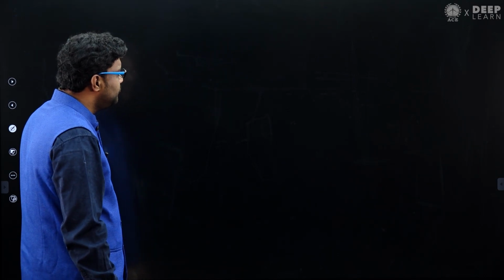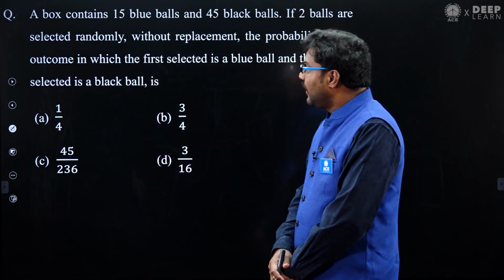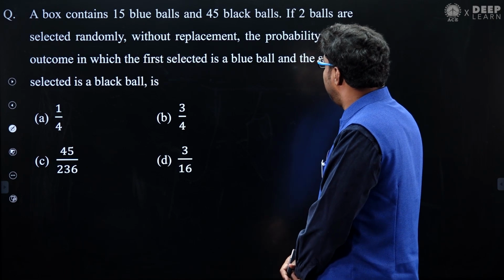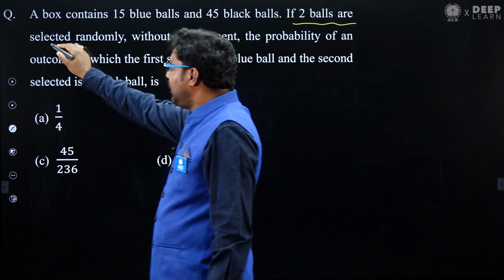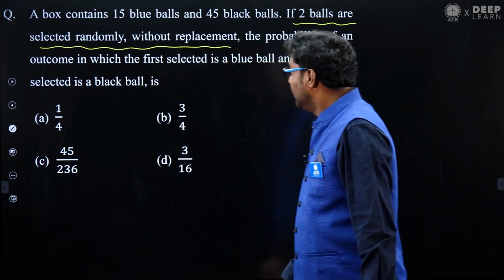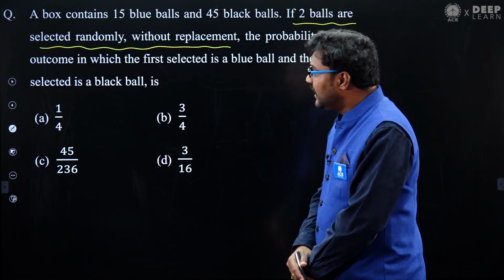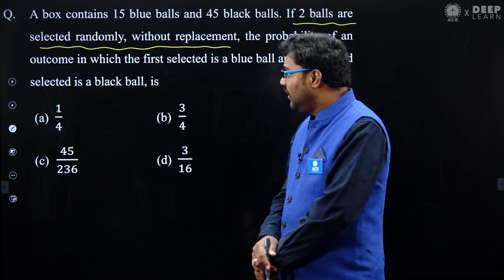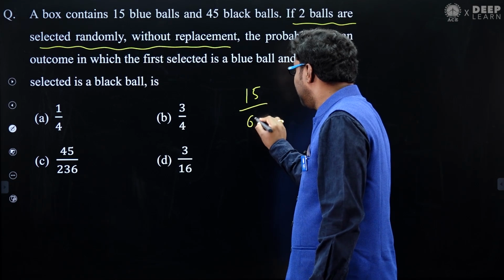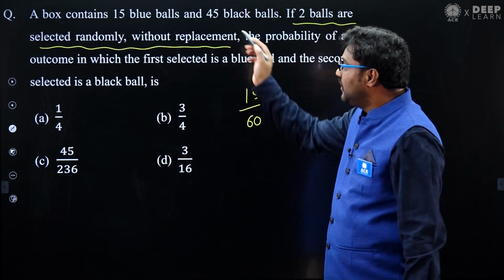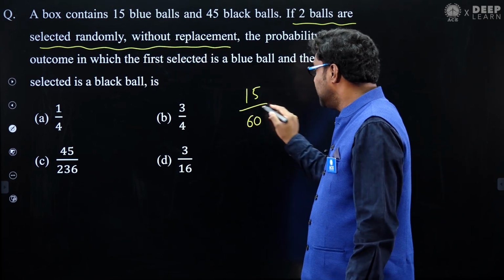See the next question, related to probability. 15 blue balls and 45 black balls are there. 2 balls are selected randomly without replacement. The probability of an outcome in which the first selected is a blue ball and the second selected is a black ball. First one blue ball means 15 chances out of total 60, my dear friends. Total 60 balls are there. If you want a blue ball, 15 chances out of 60.